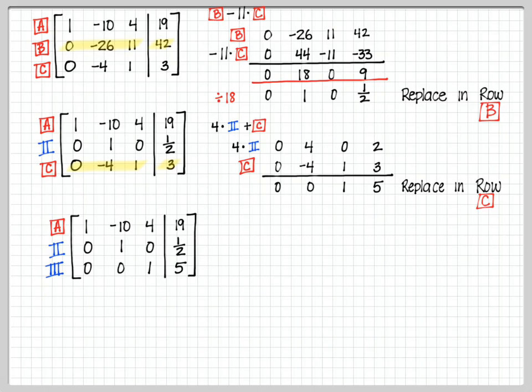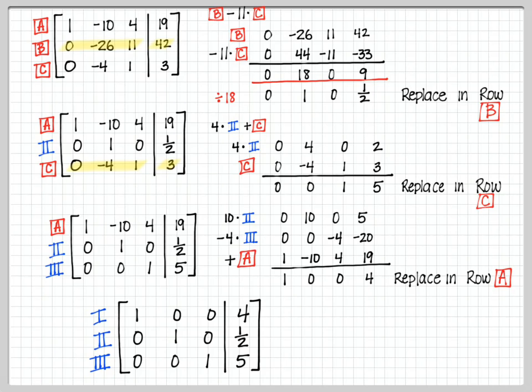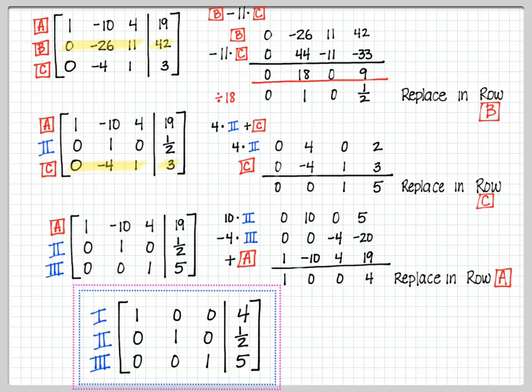The only thing that is not what my goal was is row 1 has a -10 and a 4. But if I multiply row 2 by 10 and row 3 by -4, I will now have opposites of this -10 and 4, so add that to row A, and when I'm done I have a 1, and then those 2 zeros, and then a 4, so I'm going to put that into row A and call it Roman numeral 1, and I have exactly what I wanted for my goal.